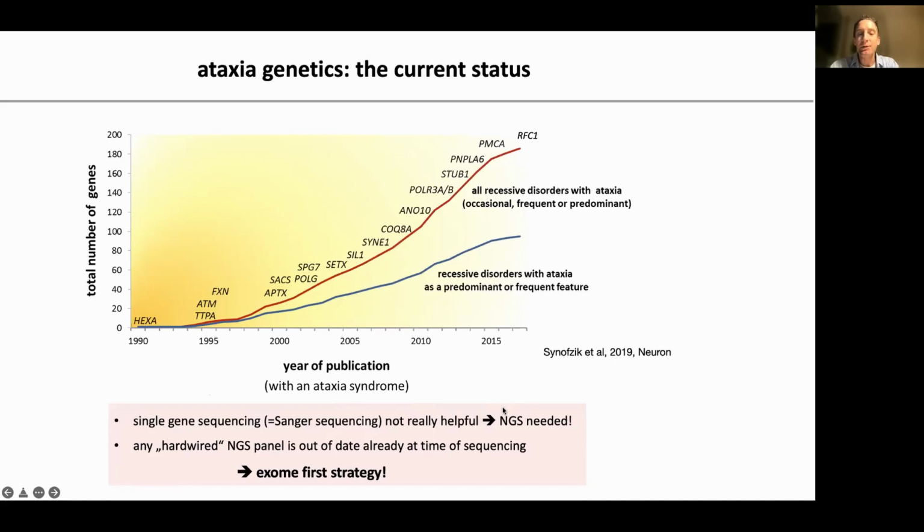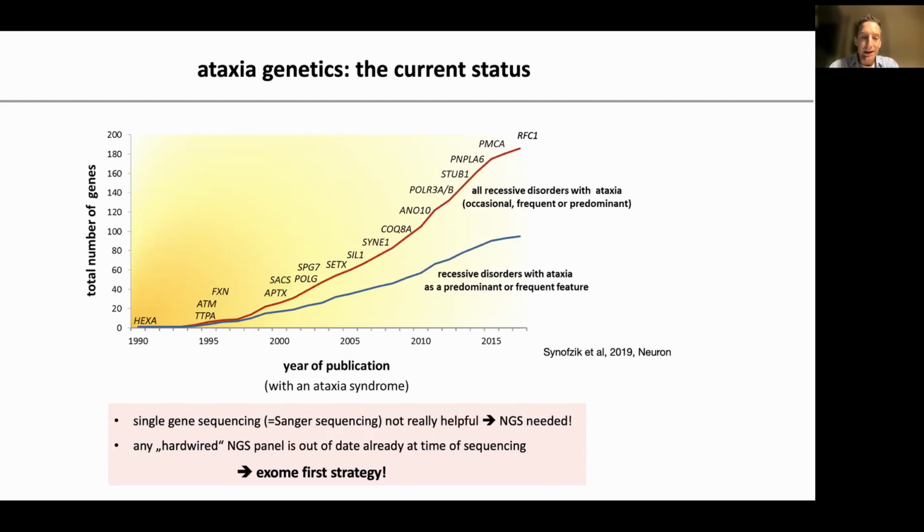So this means you need a new or relatively new technique, next generation sequencing, which allows you to cover several genes. Secondly, you see that the number of genes is increasing each year, new genes are being added. And this is why any hardwired NGS panel by which you enrich a certain small gene set is already out of time once you have it in place. Because if you have the results 6 or 12 months later, it will already not include the latest genes.